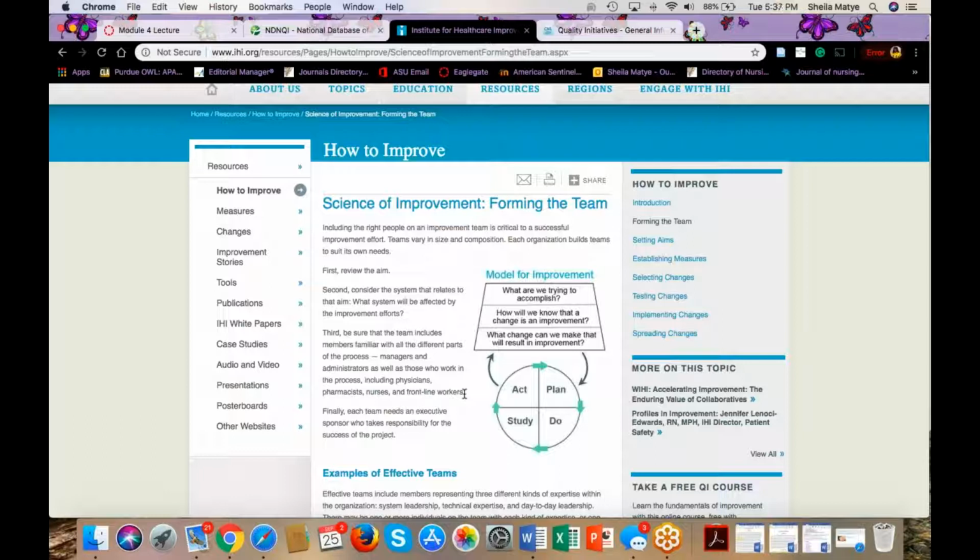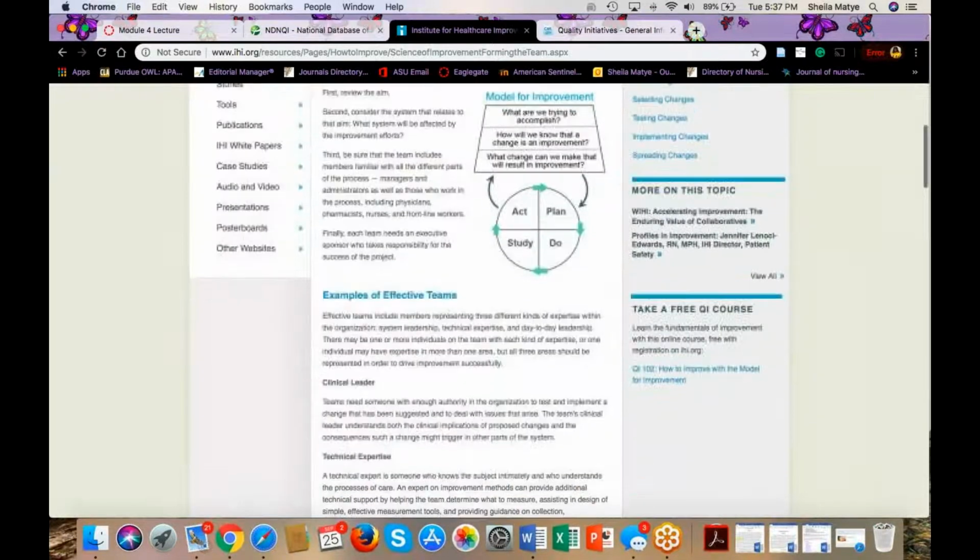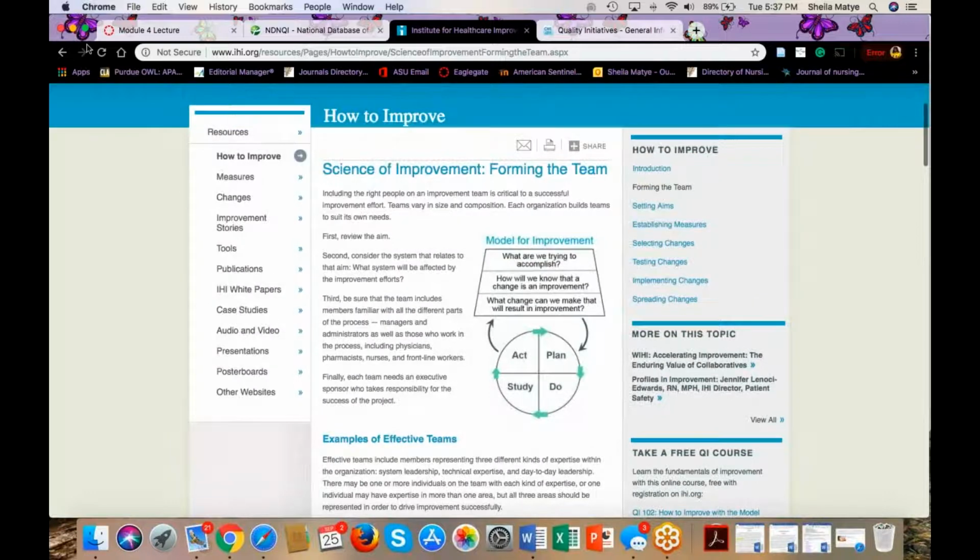In a roundabout way, though, really, because I'm thinking of a nursing initiative, because ultimately, if it affects nurses, the outcome is going to affect our patient care. Wouldn't you think? Yes. With every initiative that we do. So, examples of effective teams.